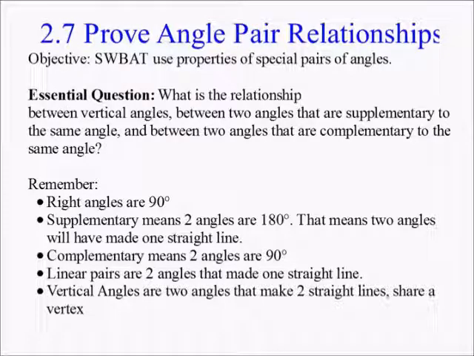The most important things to remember are right angles are 90 degrees. Supplementary means two angles add up to 180 degrees. When you have a supplementary pair of angles, that's going to make a straight line. Complementary means two angles add up to 90 degrees. Linear pairs are two angles that make one straight line, so supplementary and linear pair are related. Vertical angles are two angles that make two straight lines and they share a vertex, hence the name vertical angles. Next card.